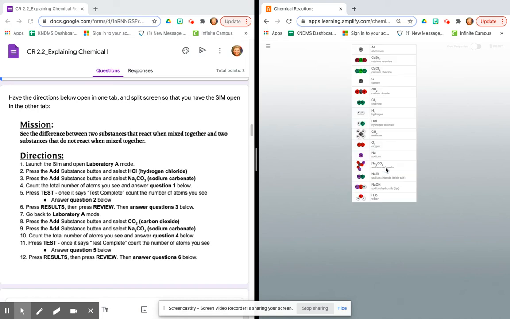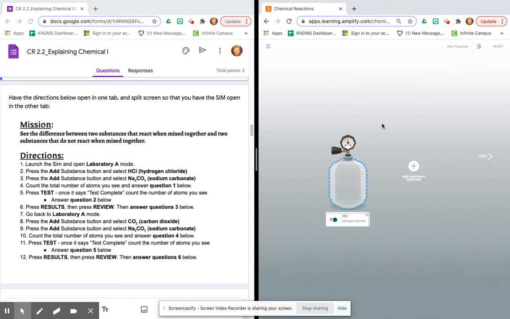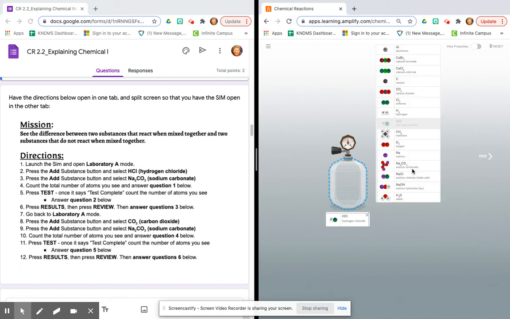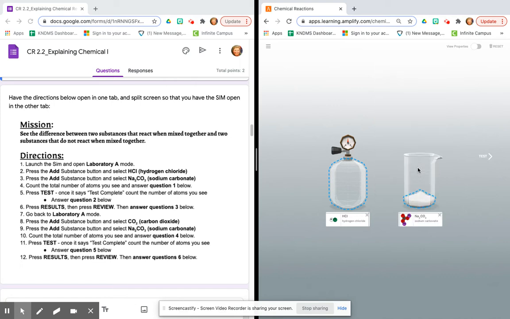hydrogen chloride. Sorry, reading two things at once here. So you're going to click add substance and you look for the one that says HCl or hydrogen chloride. Then press the add substance button and add sodium carbonate. So I'm going to look for the one that looks like that, and it says sodium carbonate under it. Great. So what I want you to do is watch to see, do the atoms break apart and combine to form new substances, or do they just bounce around all over and you end up with the same substance? Let's test it and see.